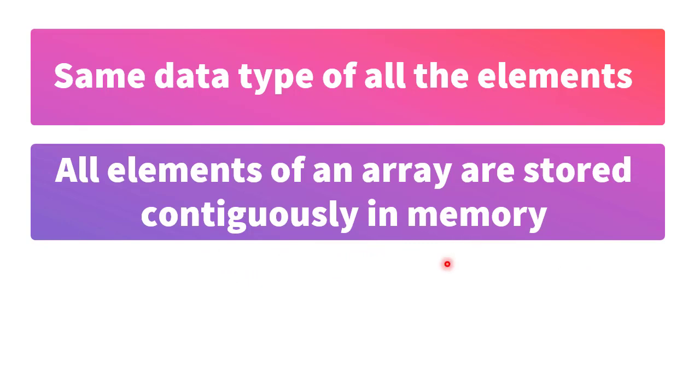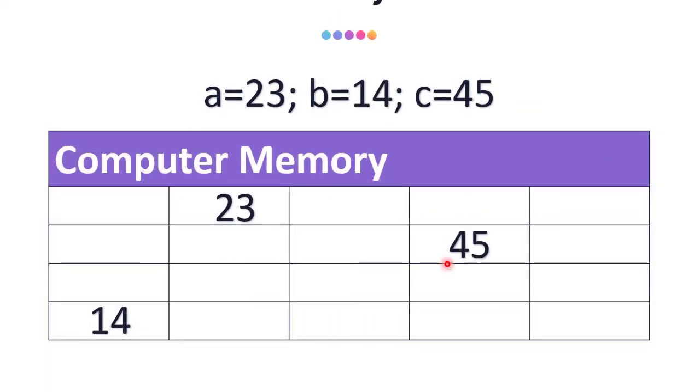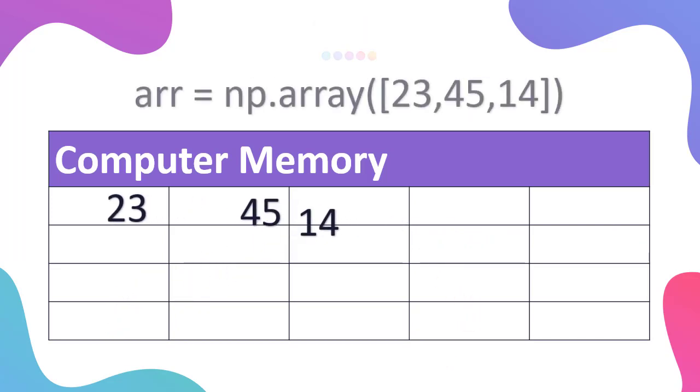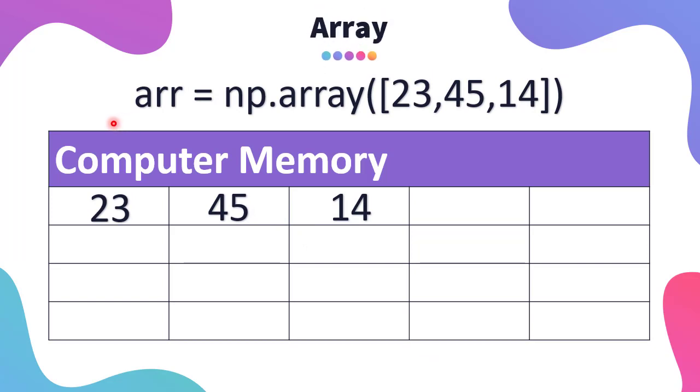Let us see this with the help of an example. If in Python I write this code and this is a memory and these are the various blocks where the data can be stored, then this data can be stored randomly anywhere in the memory. Now if I write this command, that means I'm creating an array, then all the elements in this array will be stored in this manner, that is side by side.